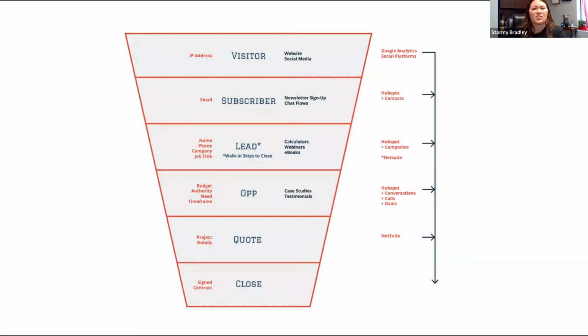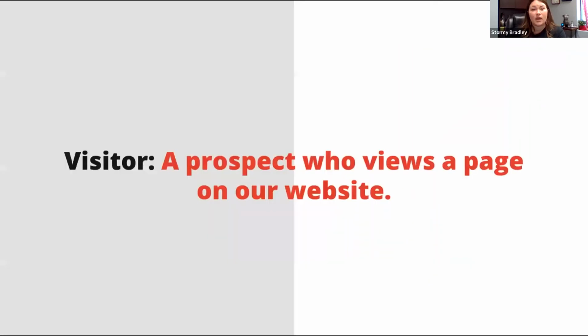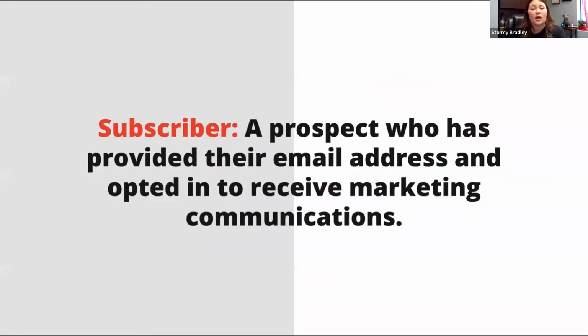We define each stage as follows. Visitor: a prospect who visits our website or views a specific page on our website. We don't know anything about this individual except for what can be inferred through Google Analytics. Next, we have a subscriber: a prospect who has provided their email address and opted in to receive marketing communications. This is achieved through them reaching out to us, filling out the contact us form, or downloading a content piece from our social media or website.